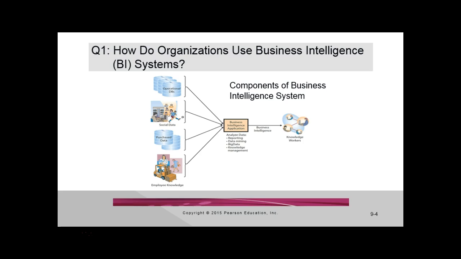It's a lot of data that we potentially have, go into a business intelligence application. Okay, what does an application do? An application analyzes data. And we're going to talk about this a little bit. We can do reporting, we can do data mining, we can do big data, we can do knowledge management. And after the analysis, this intelligence goes to knowledge workers who can make decisions. All right, so this is it in a nutshell. This is what we're talking about in Chapter 9.